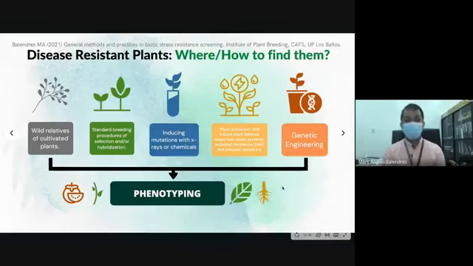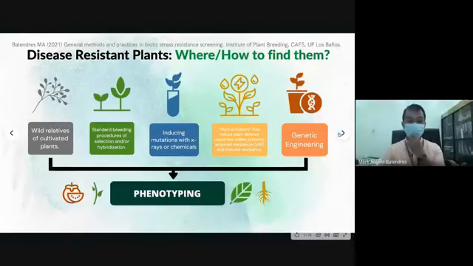But regardless of the methods or your sources of these resistant plants, all of these methods would need to undergo what we call phenotyping. This is basically just a method where you need to assess which plant line or genotype is resistant, moderately resistant, or susceptible. And I think this is the main chunk of our presentation, which is on identifying those resistant and susceptible lines, and what are the factors that we need to consider to identify these lines.